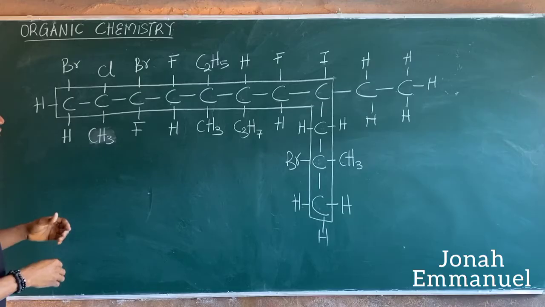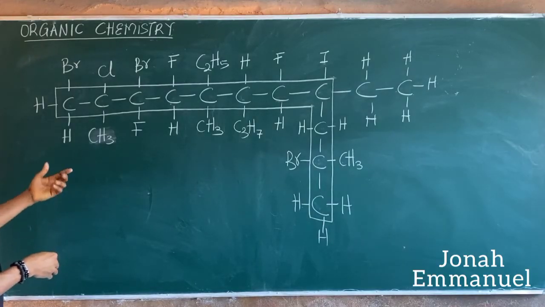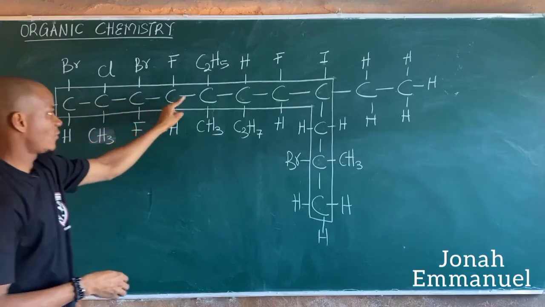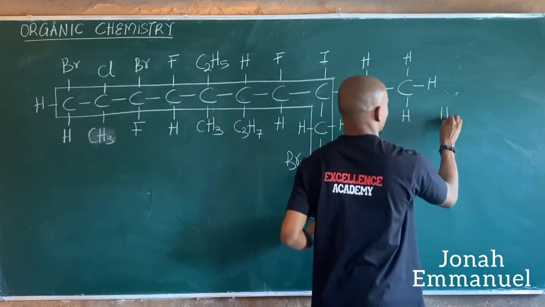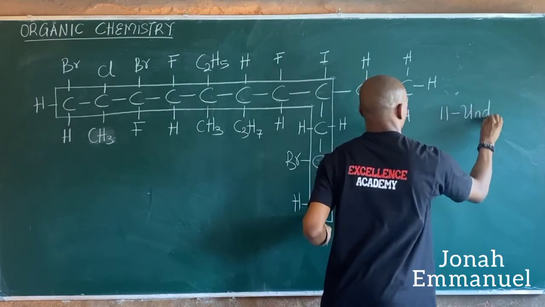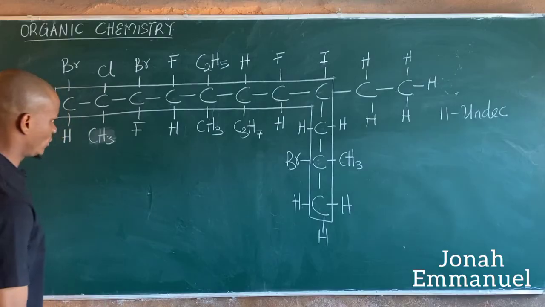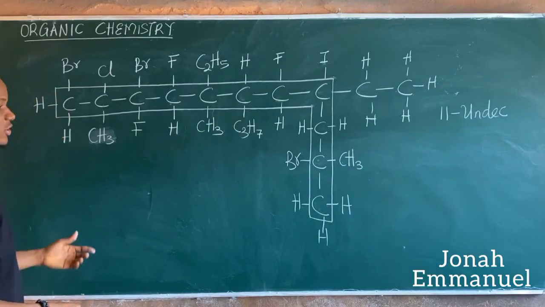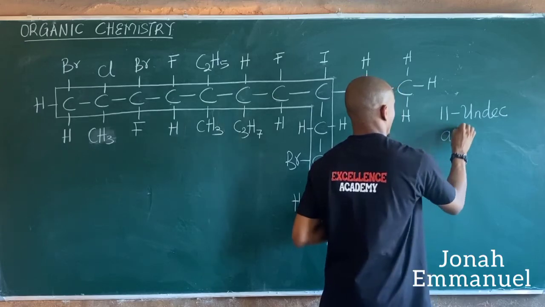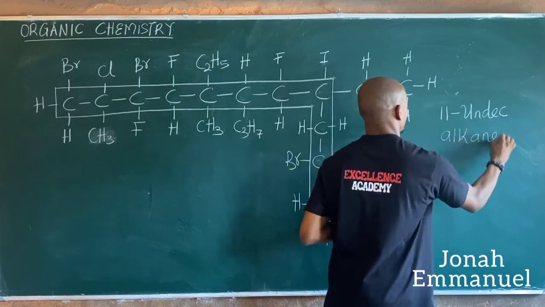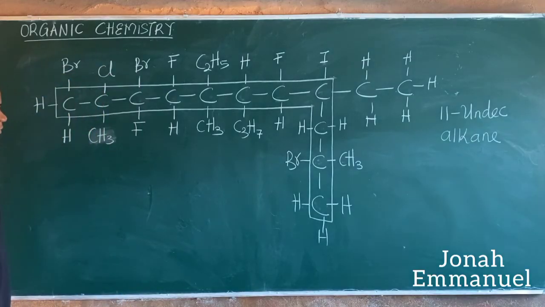Next up, if I count my longest continuous carbon chain, I have 1, 2, 3, 4, 5, 6, 7, 8, 9, 10, 11. 11, as we know it, is undecane. Next up, I'll look out for the functional group. The functional group here is a single bond. Single bond becomes an alkane.